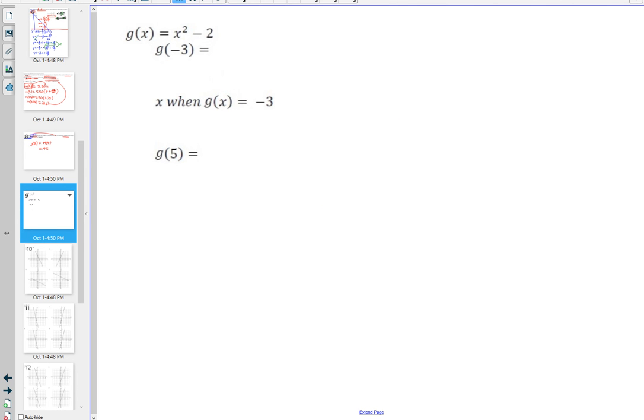More functions. This is a biggie. I pay attention to this one. You're getting a lot of bang for your buck on this example here. So here's this function g of x. I'll write it off here to the side so it's bigger. g of x is equal to x squared minus 2.